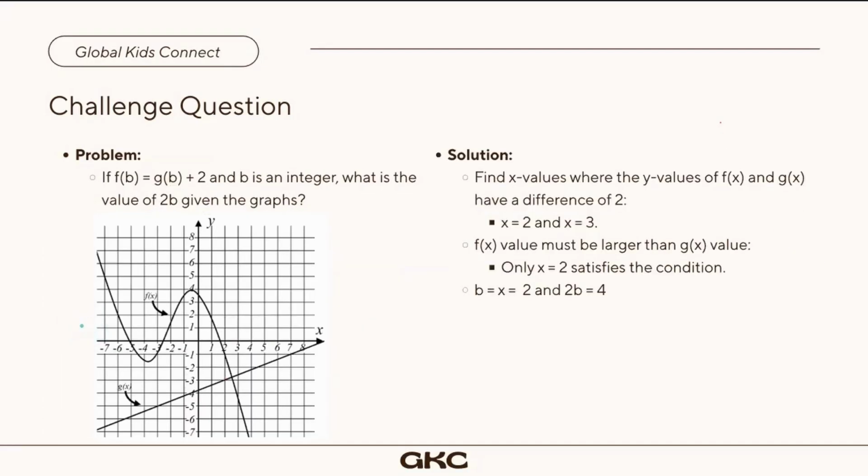And so you can read through the solution once again. And so we find x values and y values of f of x and g of x that have a difference of 2. Like we did. Excuse me, this was an error. I thought that when x was equal to 3, there was a difference of 2. You could argue that there is, however, we're not able to find direct y values because they're not at an x and y axis intersection point. And so all we have to focus on is x equals 2. And then after we do that, we can say that b is equal to 2 and 2b equals 4.